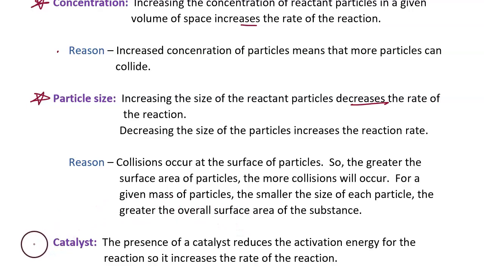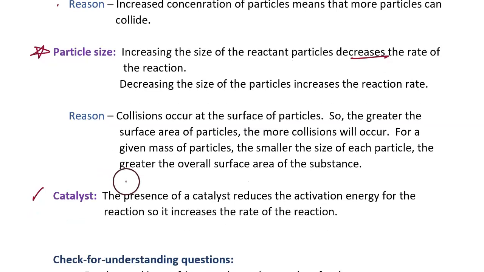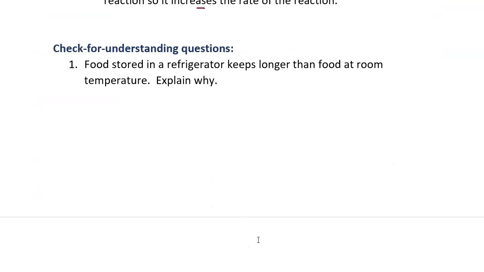The fourth factor that affects the rate of a reaction is whether there's a catalyst. The presence of a catalyst reduces the activation energy for the reaction. So that would increase the rate of a reaction. If it doesn't take as much energy to form the activated complexes, then it's easier to form them and more product can be formed. Here is a check for understanding question.